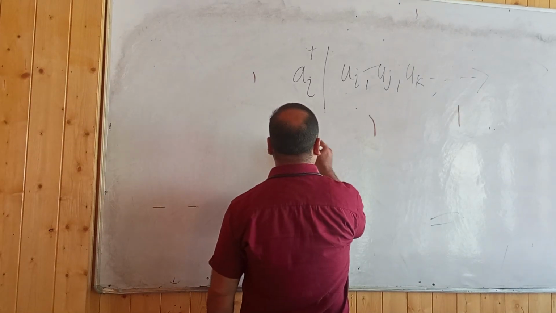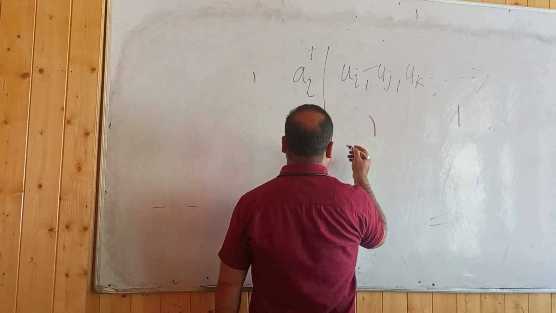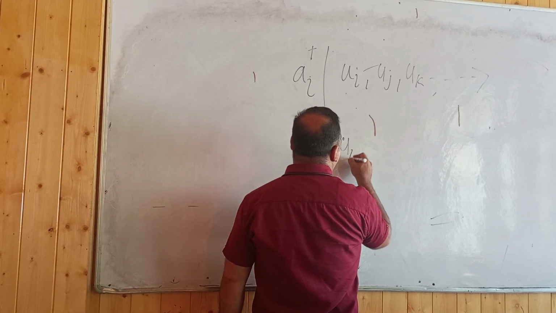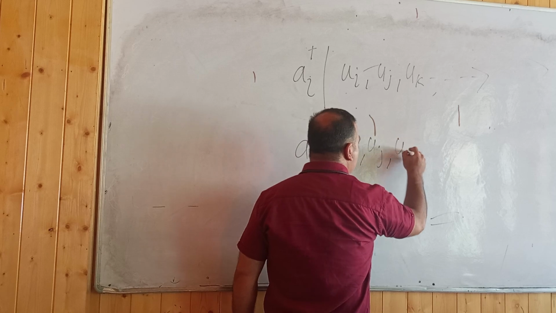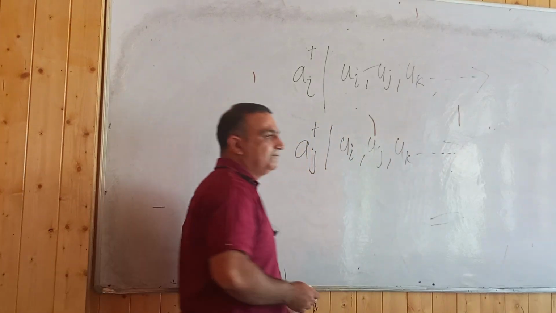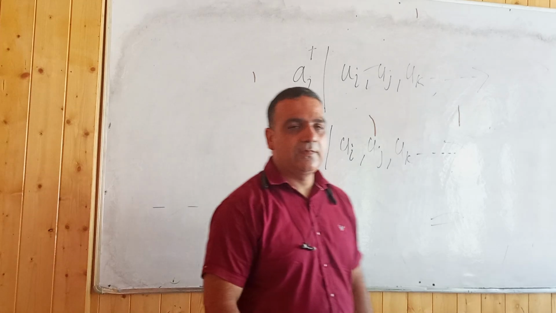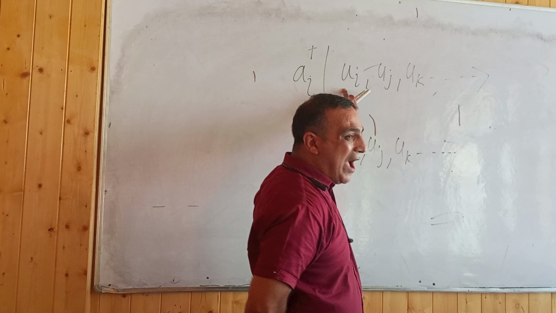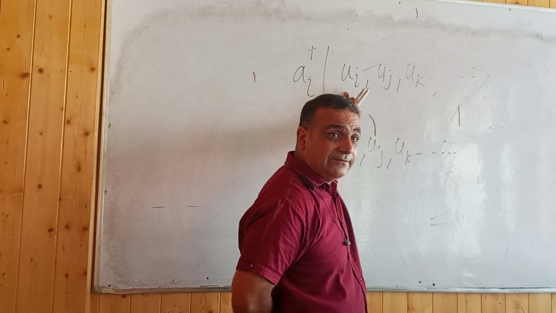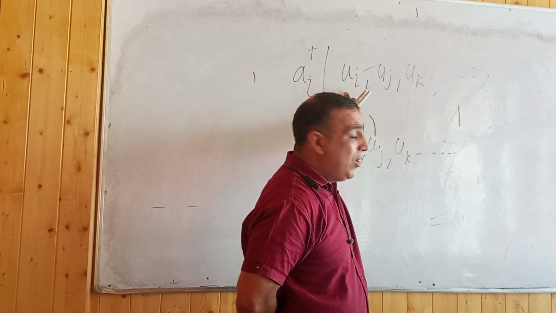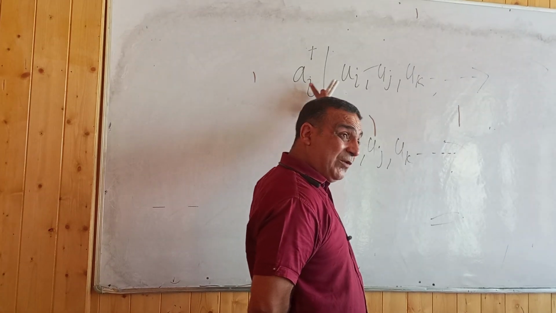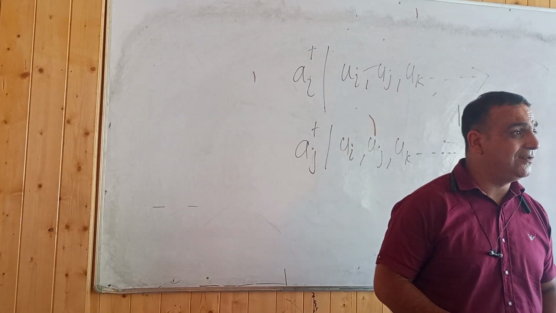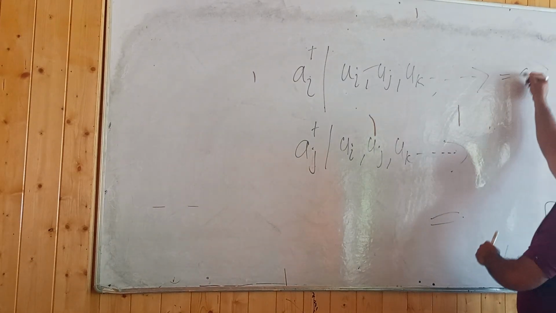And there is another, say, a J dagger, UI, UJ, UK, and so on. Yes? You already have a UI number of particles in this quantum state. Now, you want to add another particle to the same quantum state. That's a violation of Pauli's exclusion principle. So what will be the result of this? It will be zero.